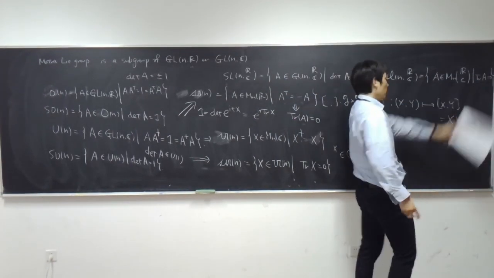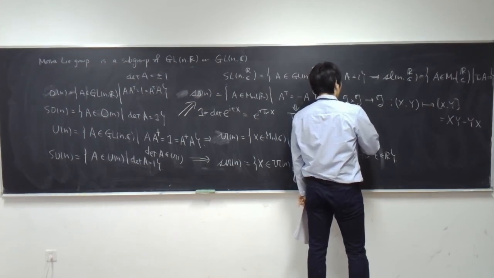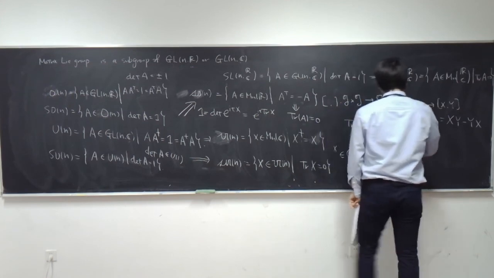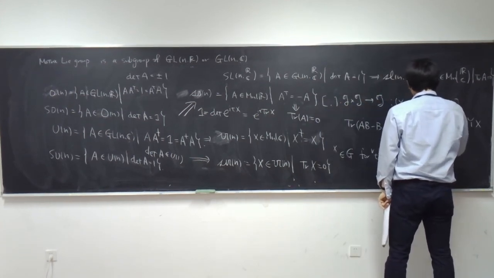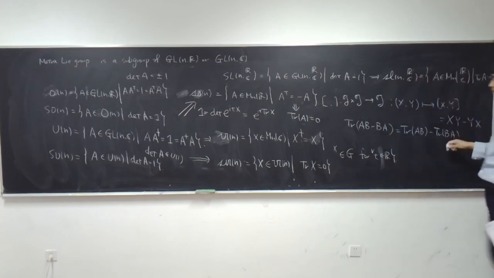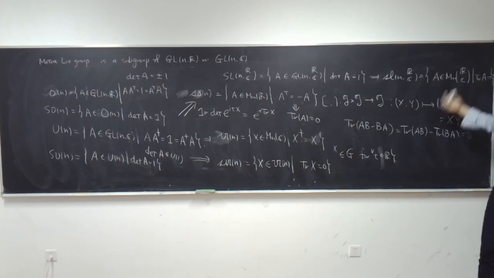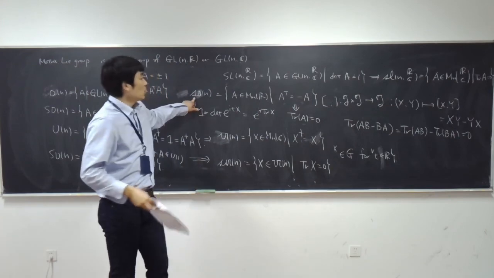So for instance, if you look at the definition of the Lie algebra sl, the trace of A is 0, right? But if you look at the trace of AB minus BA, it is the trace of AB minus the trace of BA, and of course you can swap them. This is 0, right? So even if you take the commutator, you get 0, so it is still an element of sl(2). It's the same thing for so(N).